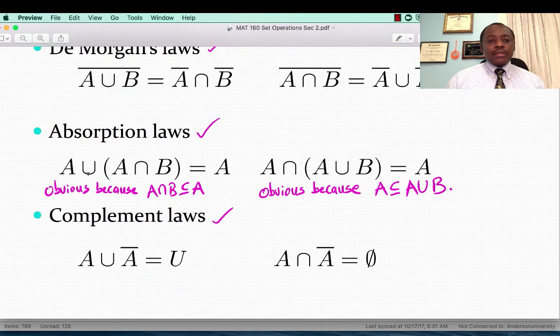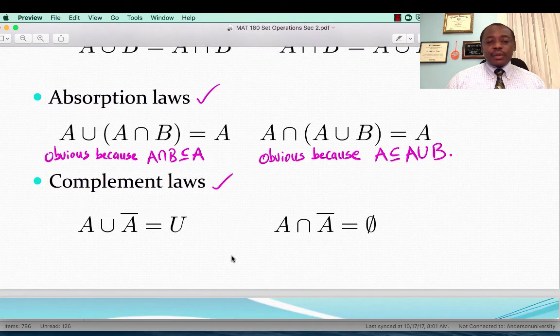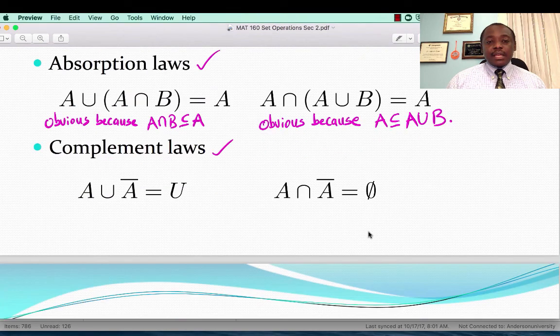Absorption laws. A union (A intersection B) equals A. It almost looks complex until you observe that A intersection B is a subset of A. So A union a set that is a subset of A just gives us A. Similarly, A is a subset of A union B. So if I take the intersection of A and a set that A is a subset of, that just gives me A. Okay, and some laws involving complements. A union its complement is the universal set, and there is no element in A intersection A complement.